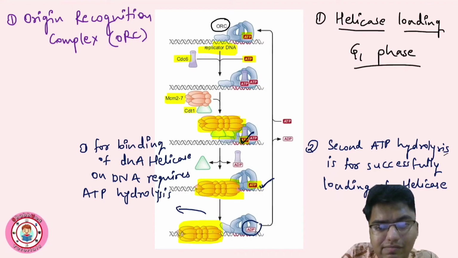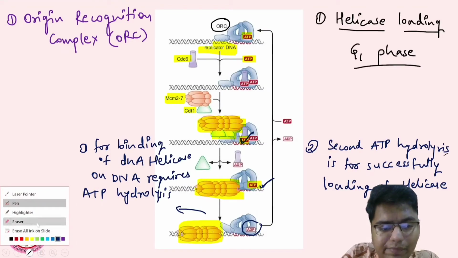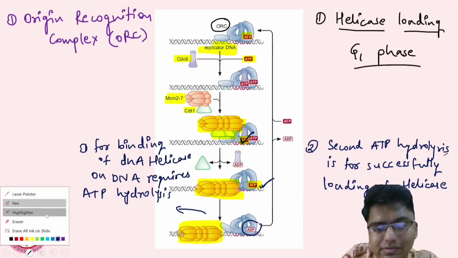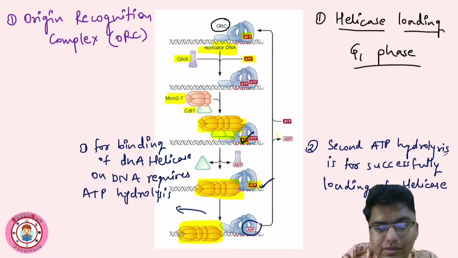Again, this will get recycled for ATP. ADP will be released out and ATP will come in, in case we want to initiate or load the helicase again. So this ADP is released out, ATP is inserted to recycle the process, or restart the process, we can say.